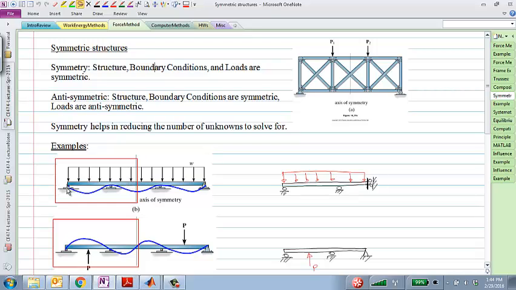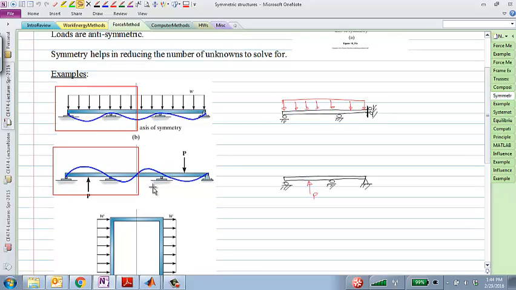So I was telling you last time, for example, this one has 2 degrees of indeterminacy. Here, the degree of indeterminacy is 1. If you solve this problem, it is the same as solving half of this problem. You reflect that solution to the other side, and you'll have the solution to the original problem, right? And similarly, the first example here was a symmetric problem. The second example here is an anti-symmetric problem. It's anti-symmetric because the structure itself is symmetric, but the loading is anti-symmetric. The structure and the boundary conditions are symmetric, loading is anti-symmetric.